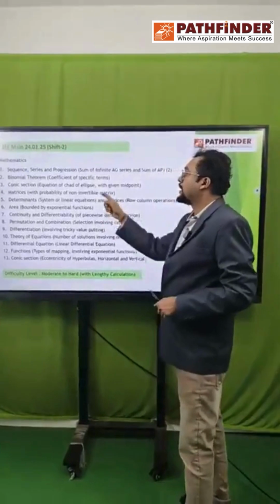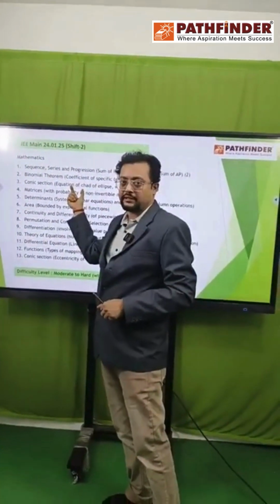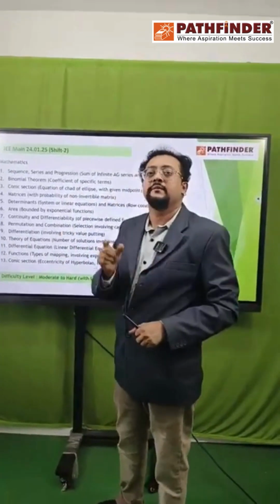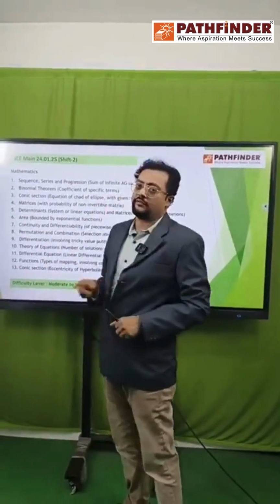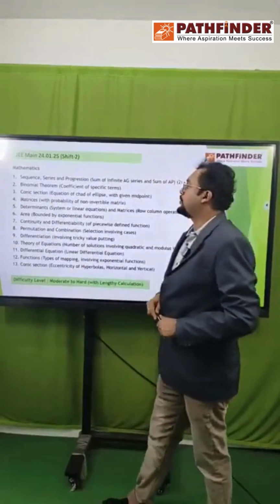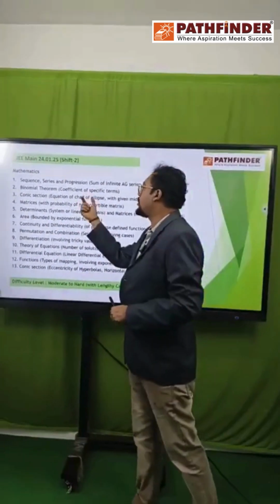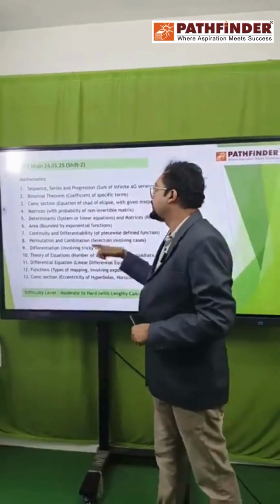Going back to binomial theorem, again coefficient of specific terms, তার মানে binomial theorem থেকে general term and binomial coefficient, এই দুটোরই শুধু প্রবলেমস বেশি করে আসছে. Coming on to conic section, equation of chord of an ellipse with given midpoint, again the same thing.